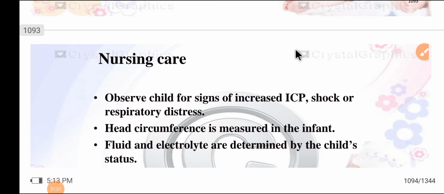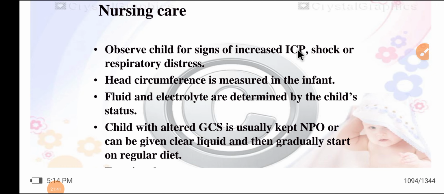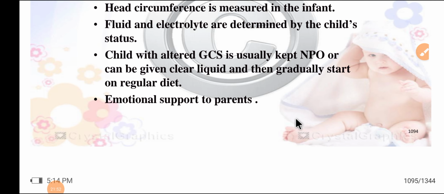Nursing care: observe child for signs of increased ICP, shock or respiratory distress. Head circumference is measured in the infant. Fluid and electrolytes are determined by the child's status. Child with altered GCS is usually kept NPO or can be given clear liquid and then gradually start on regular diet. Emotional support to parents.